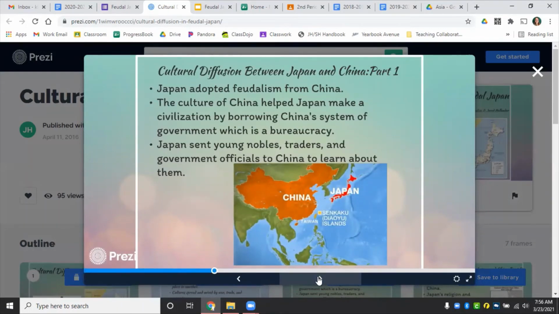So there are multiple slides that talk about the cultural diffusion between Japan and China. So first, Japan adopted feudalism from China. Second, the culture of China helped Japan make a civilization by borrowing China's system of government, which is a bureaucracy. So they took the government from China. And third, Japan sent young nobles, traders, and government officials to China to learn about them. So we've got 3 on this one. Feudalism, and these 2 relate to government.